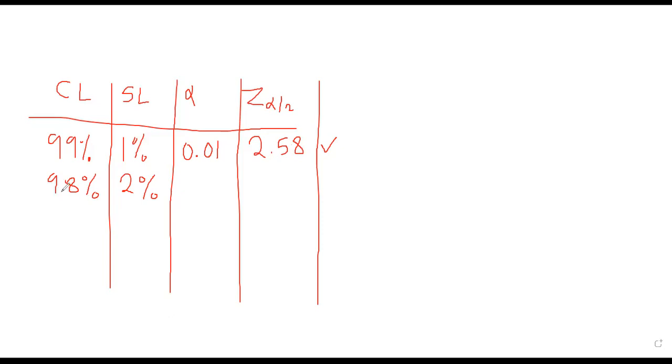If we have 98, it is 2%. What is our alpha here? 0.02. If you have 95%, what do we have as our level of significance? 5%. And our alpha? 0.05. Good.